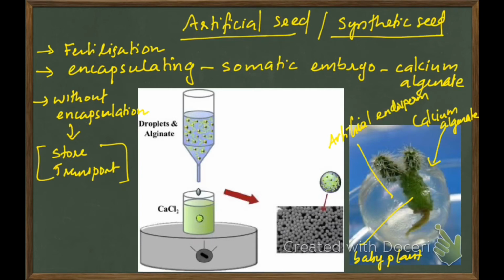See here, this is a sodium alginate solution which is dropped into a calcium chloride solution that will form a bead, and that bead has a covering which is calcium alginate. This is a somatic embryo. Somatic embryos can be easily grown in the laboratory with small treatments. Their calcium alginate layer can be easily removed, and then they can be grown in the laboratory. Further, they can be transplanted to the field.